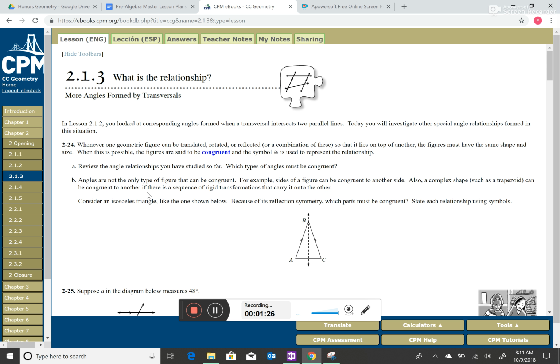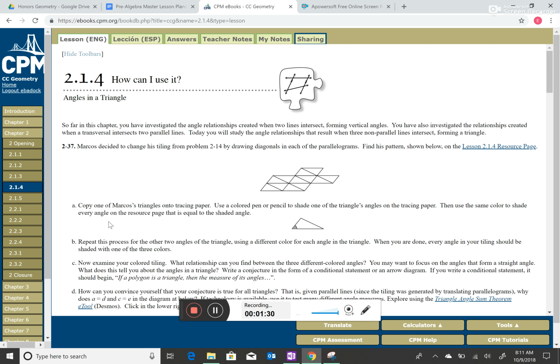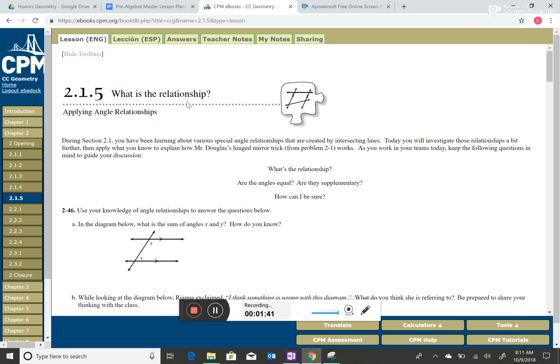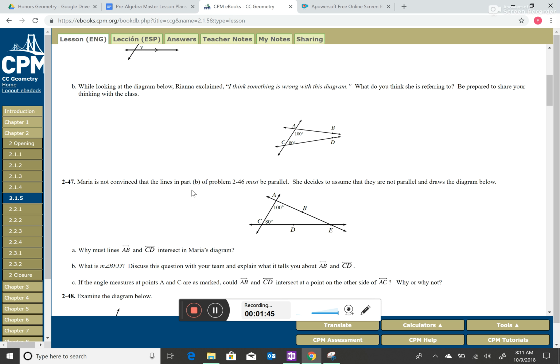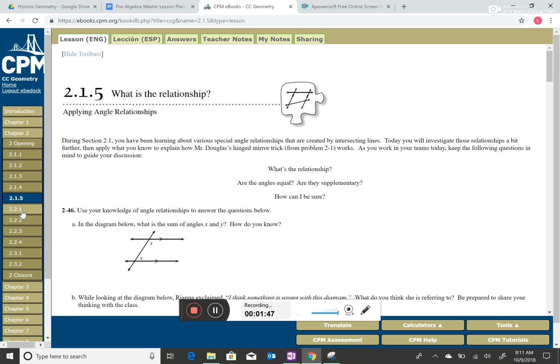More angles formed by transversals. So 2.1.3 was basically just another review. Then there was 2.1.4, which was angles in a triangle, which is where we started to introduce the idea of the triangle angle sum theorem. And then applying those angle relationships, so kind of putting it all together and practicing, was 2.1.5. Then all of the 2.2s here were just our areas.